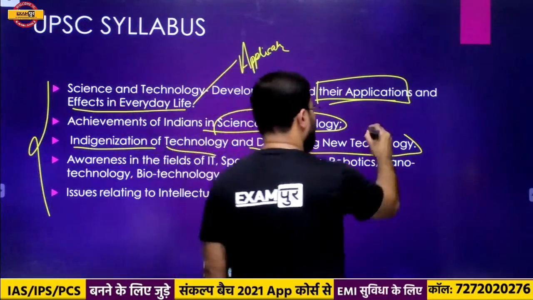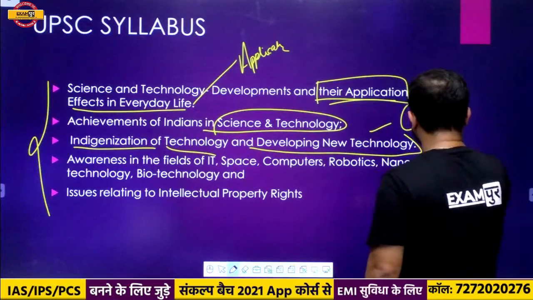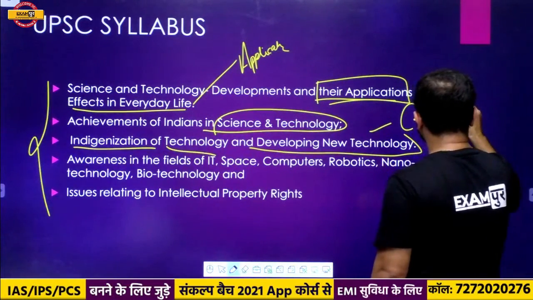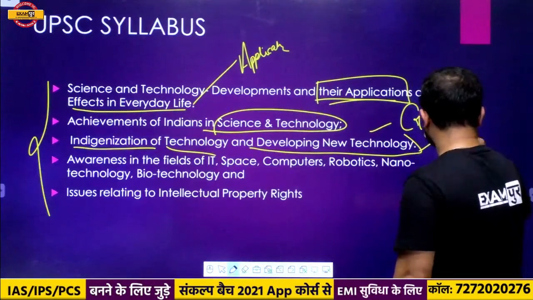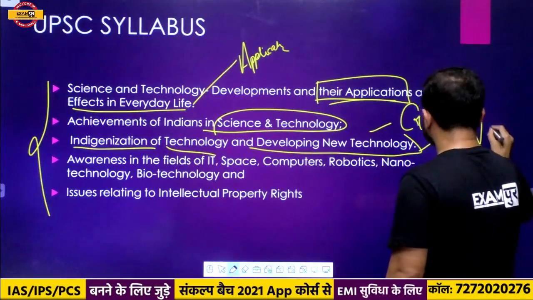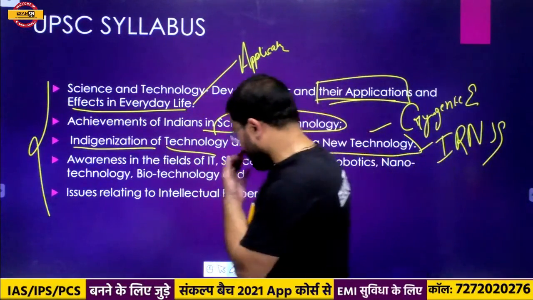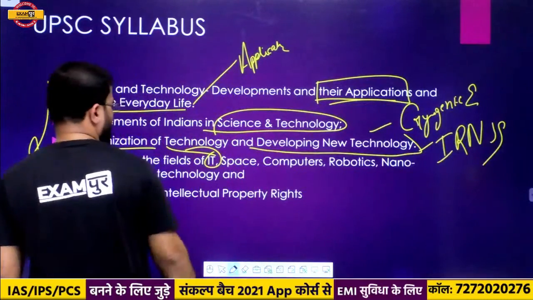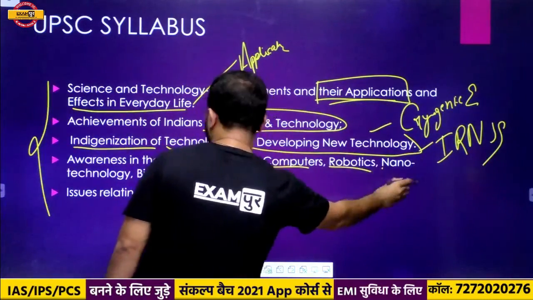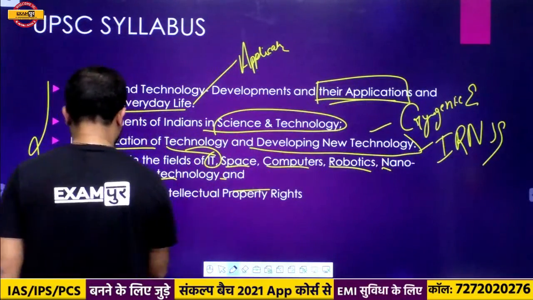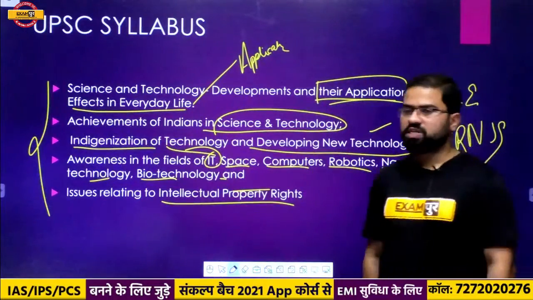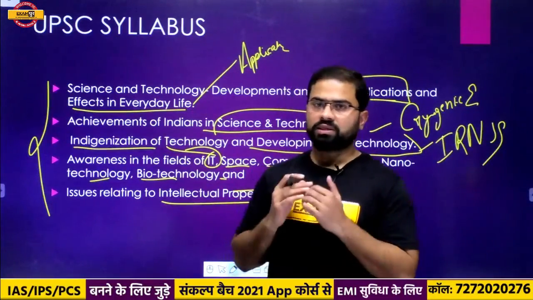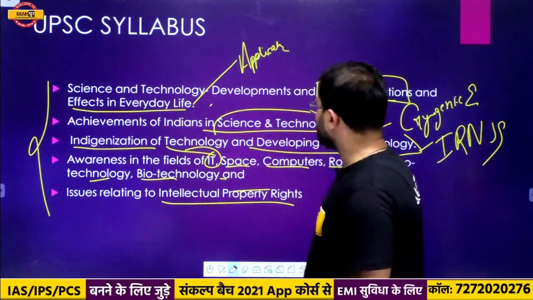Just like we are having our own cryogenic engine, we are having our own IRNSS, Indian Regional Navigational Satellite System. Awareness in the field of IT, space, computers, robotics, nanotechnology, biotechnology, and issues relating to IPR. So this is the syllabus that is mentioned by UPSC. Now we will study in detail what topics are to be covered in each mentioned broad topic.